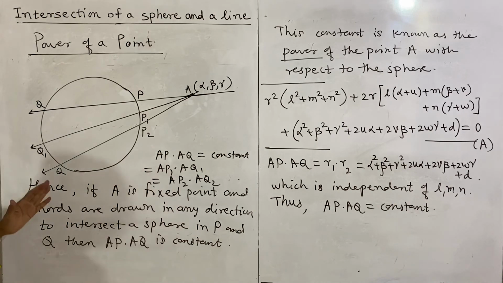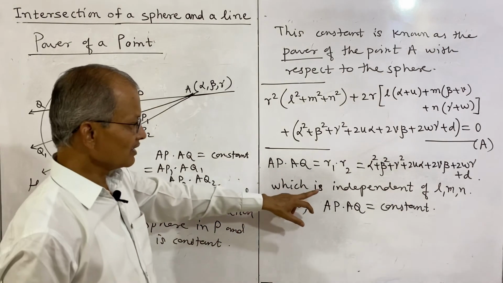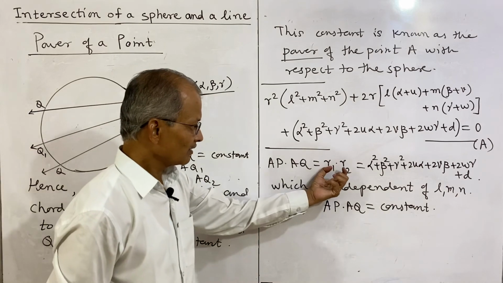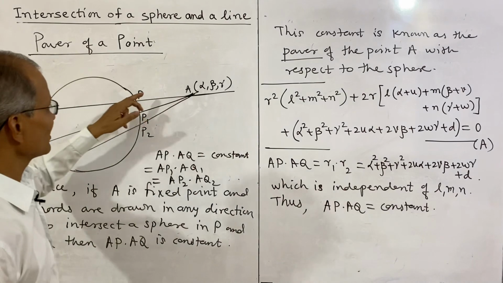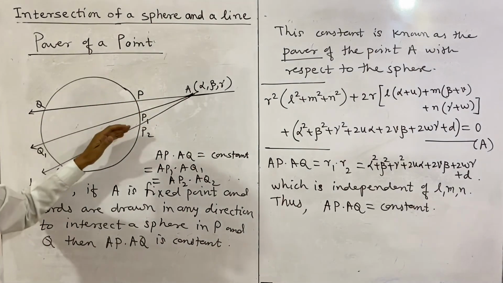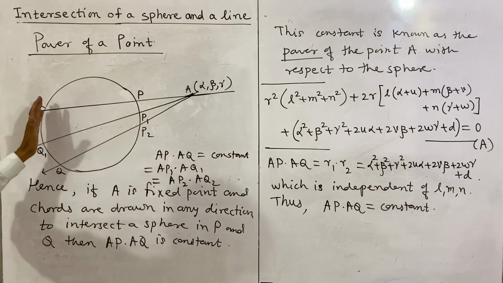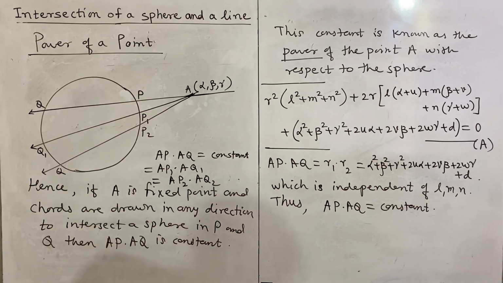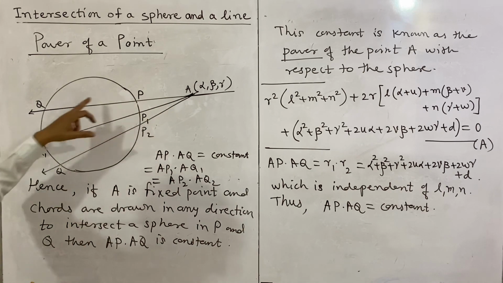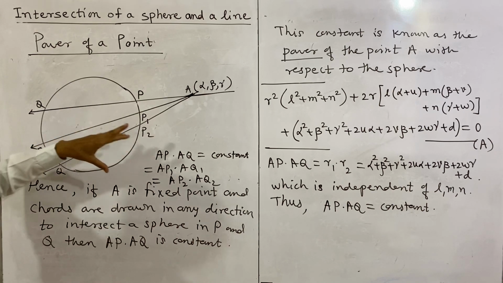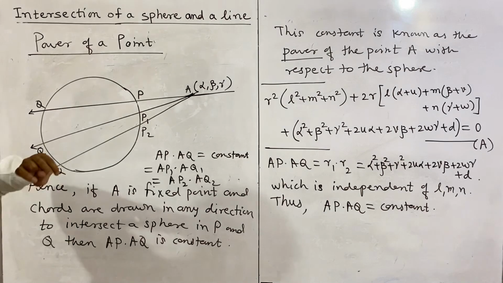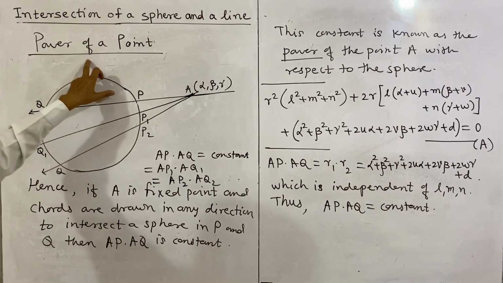This is so because the product AP into AQ is independent of L, M, N, that means independent of the direction cosines or direction of the line, and therefore it remains constant, and that is known as the power of a point. So we have seen that a line generally intersects a sphere in 2 points, because we get the equation as quadratic in R, and then we have seen what is the meaning of the power of a point.